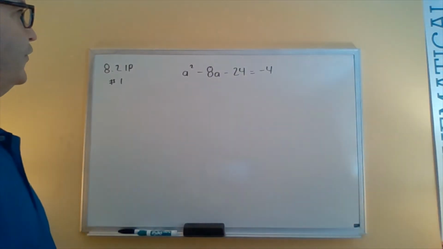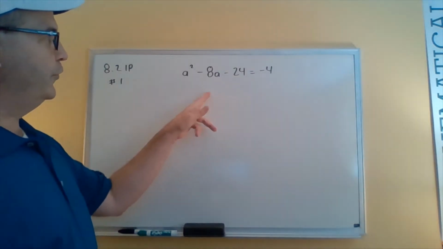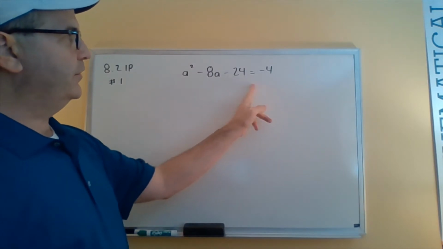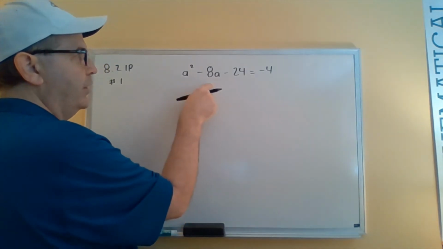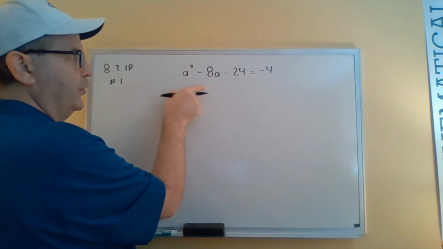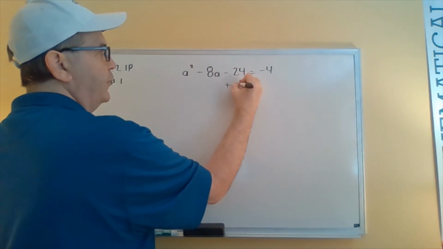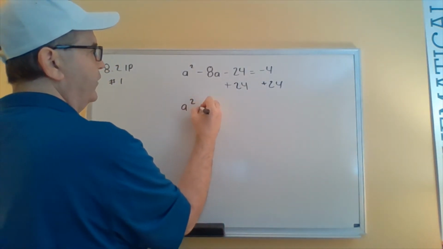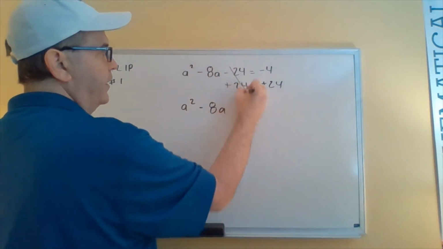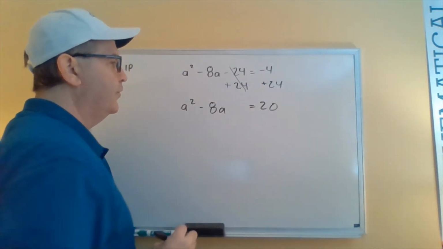Here's number 1, a squared minus 8a minus 24 equals negative 4. Now, first thing we need to look at with completing the square is we have our variable terms on the left side and our constant on the right side. So we need to move this 24 over here. a squared and a are in their correct spot. They're variable terms. They're on the left. Our constant needs to be over on the right. So we're going to add 24 to each side. So on the left side, we'll get a squared minus 8a. The 24s cancel out. And on the right side, we'll get equals 20.